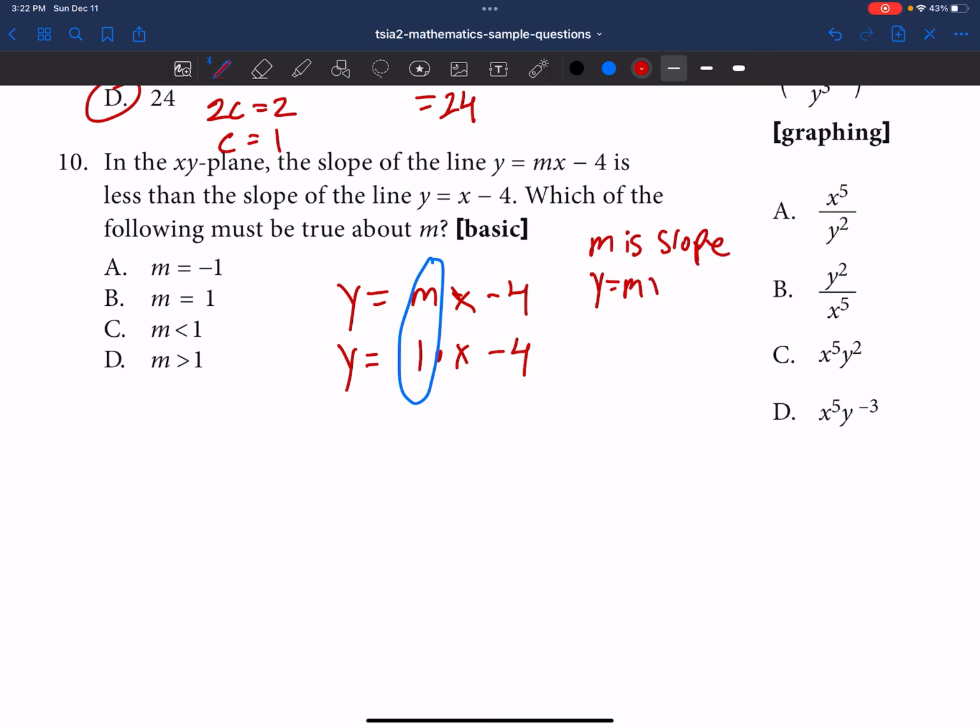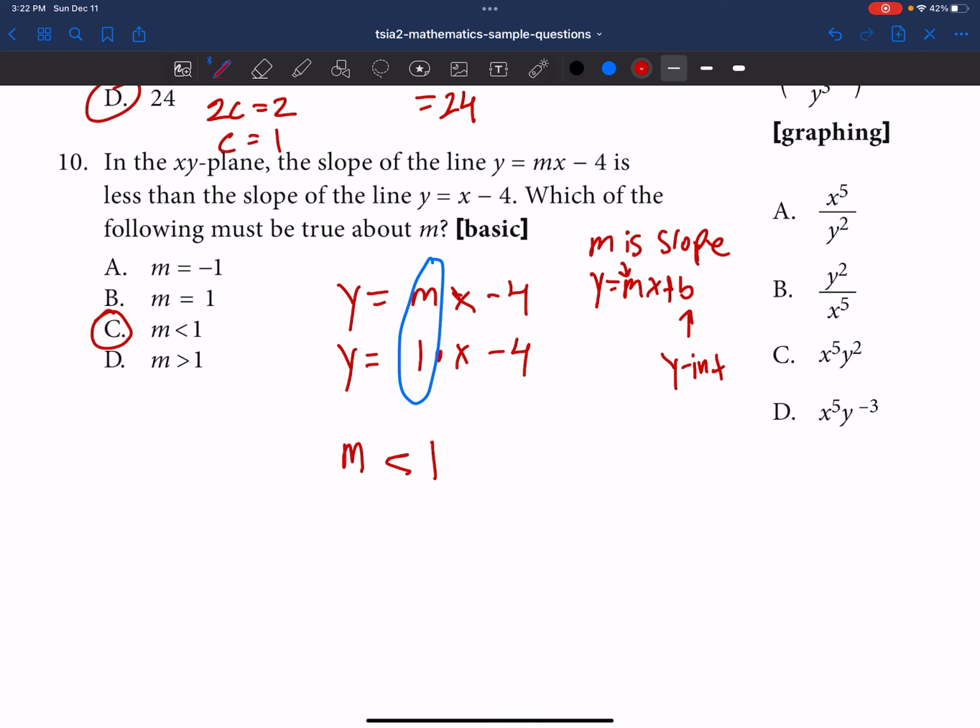y equals mx plus b. b is not the b-intercept, it's the y-intercept. And m is the slope. So there you go. Okay? So if I'm comparing that to the slope of the line x minus 4, then I know that m needs to be less than 1. I think that this should be pretty straightforward. I don't know how else to explain this.